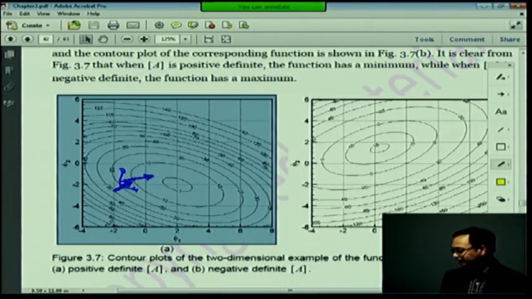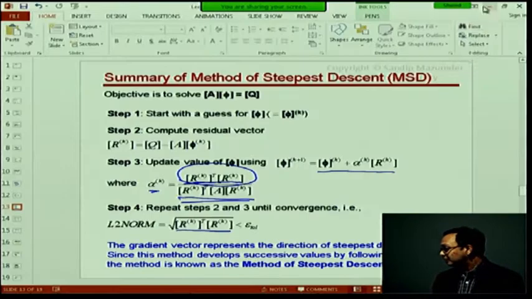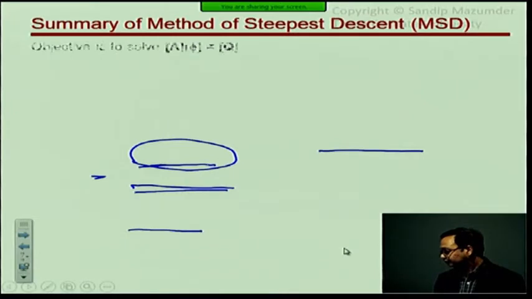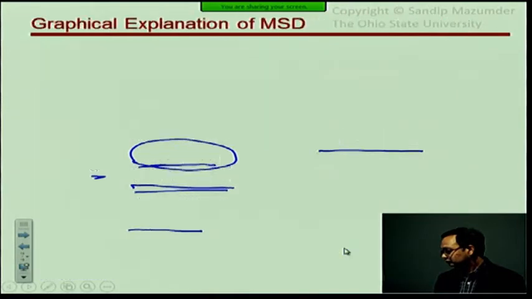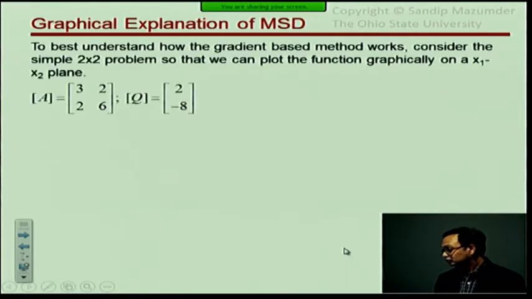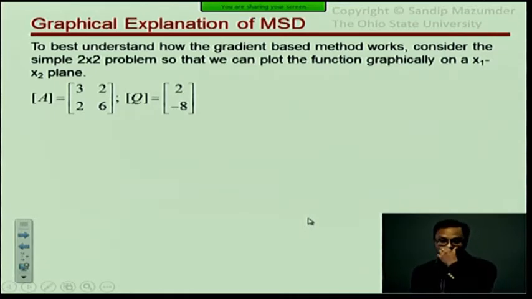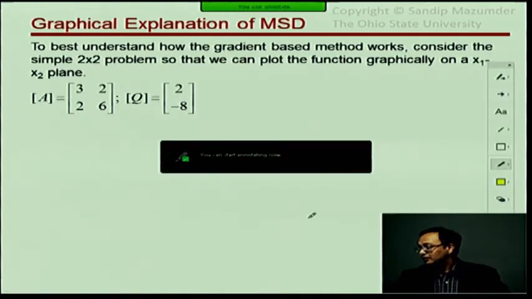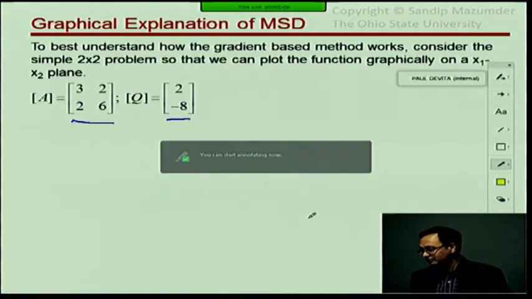All right, let me show you a numerical example now. So, a 2 by 2 problem. Again, we are doing 2 by 2 because we can plot it. We can see what's going on actually. So here's my coefficient matrix, and here is my right hand side. Simple system of equations.